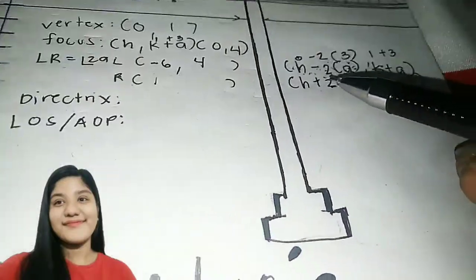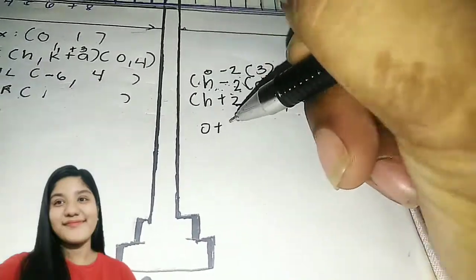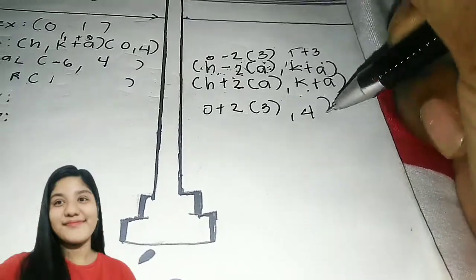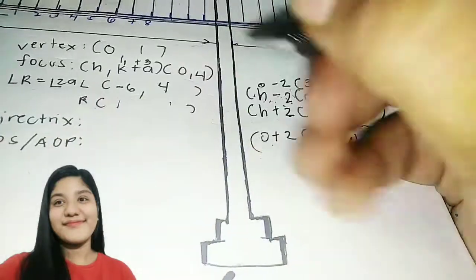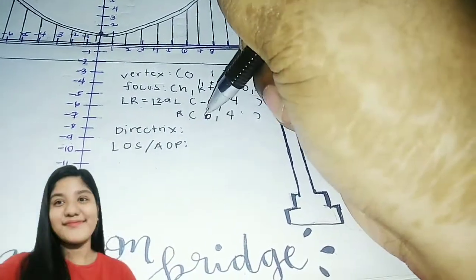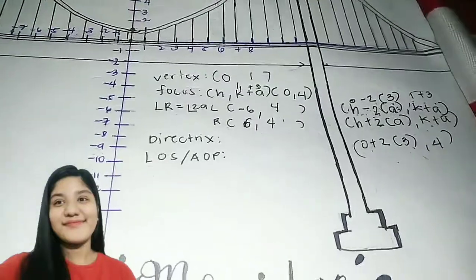So dito naman, magbabago lang naman yung sign niya. So ang mangyari lang po dito is magiging 0 plus 2 times 3. And same lang din yung formula, 1 plus 3, 4. So 2 times 3 is positive 6. 6 plus 0 is 6. So 6 and 4. So yan, 6 and 4 ang ating R. So meron na tayong latus rectum. So let's move on to our directrix.